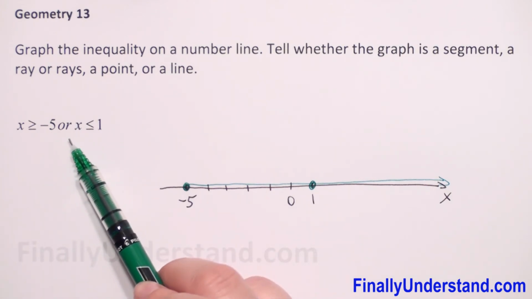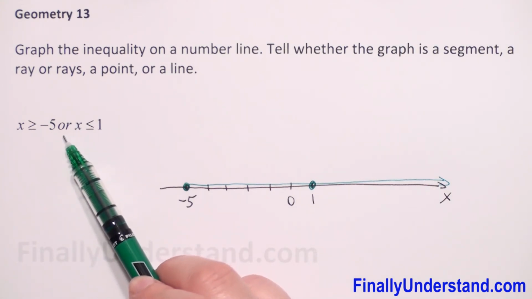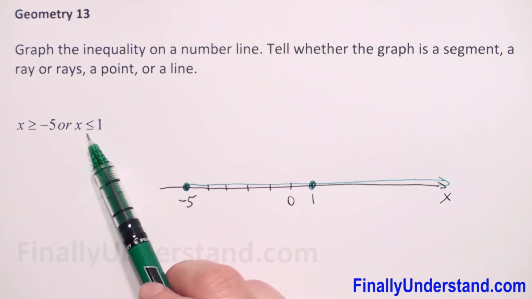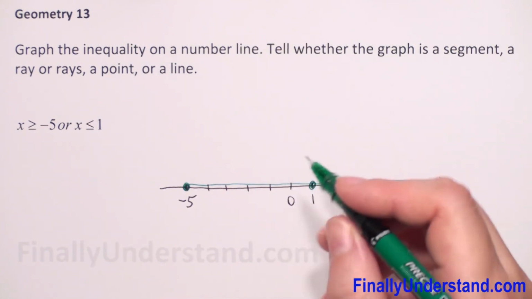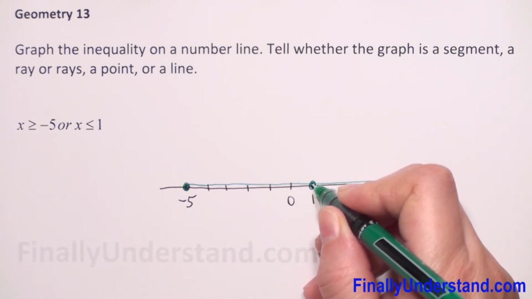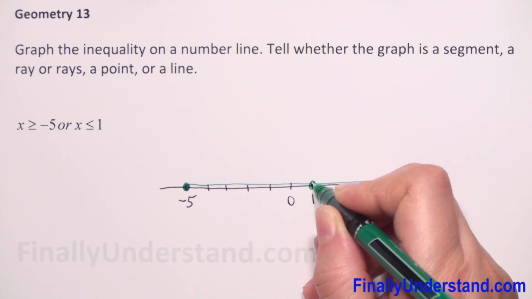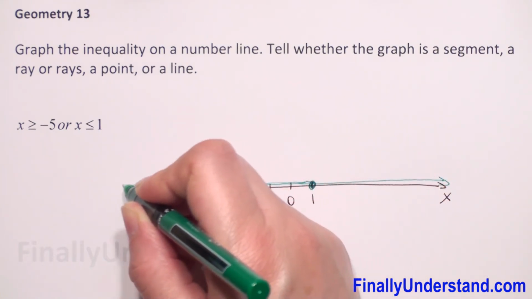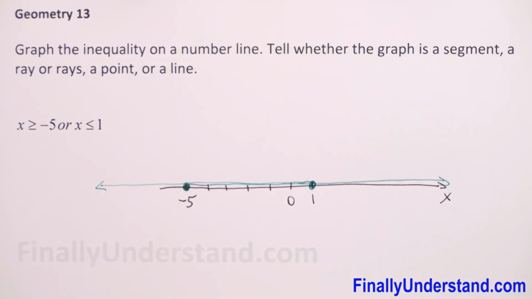And the second inequality, because we have or, so we have to put together these two inequalities. We have or x is less than or equal to 1. So values less than 1 we have on the left side of 1, so we are going to negative infinity.